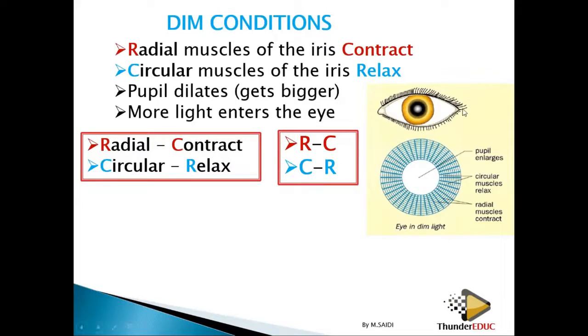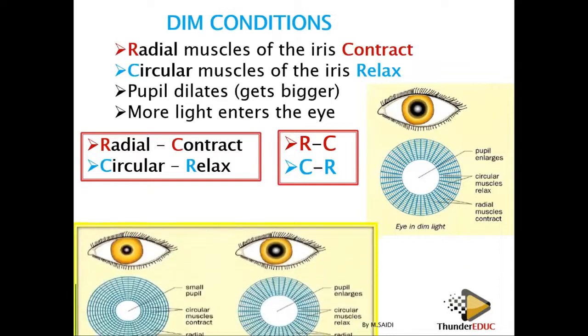So it shows that during dim light, we require more light to enter. That's why the pupil is supposed to become bigger, or it must dilate, so that more light can enter to maintain the amount of light entering the eye. It must be kept constant. That's why when there is too much light outside, the eye must constrict so that less light, or the same amount of light, is entering.